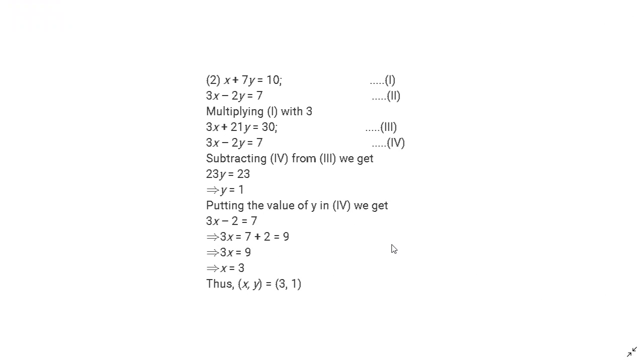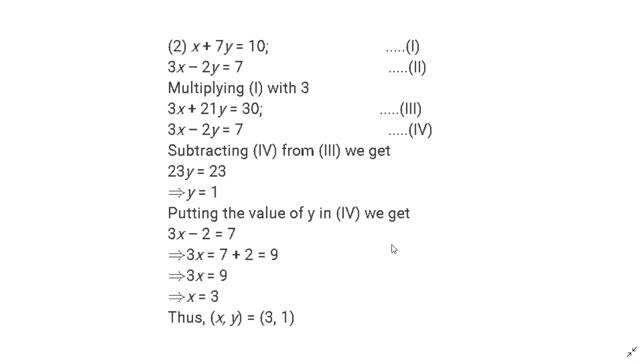Next example, x plus 7y is equal to 10 and 3x minus 2y is equal to 7. Again, we can see here x has coefficient 1 in equation number 1 and coefficient 3 in equation number 2. So if we want to cancel out the x, we can multiply equation number 1 by 3. So we will do it here.